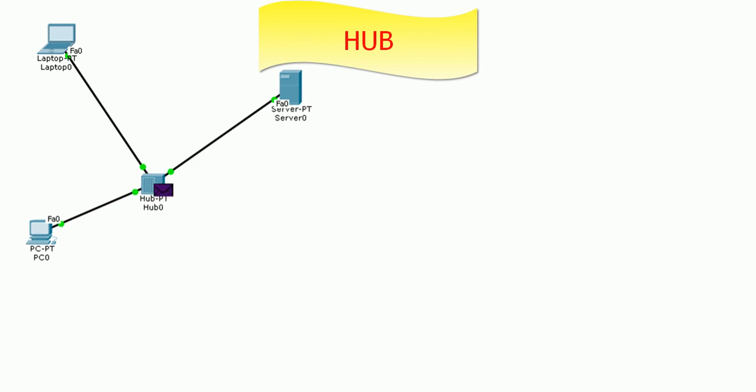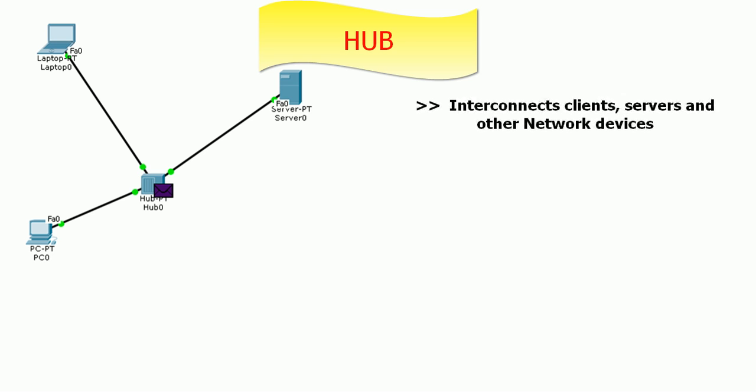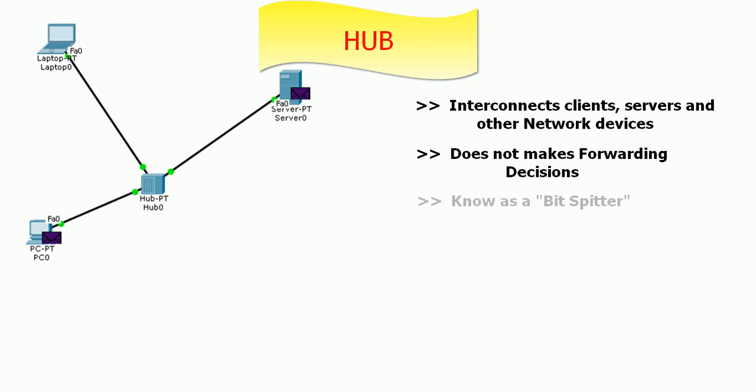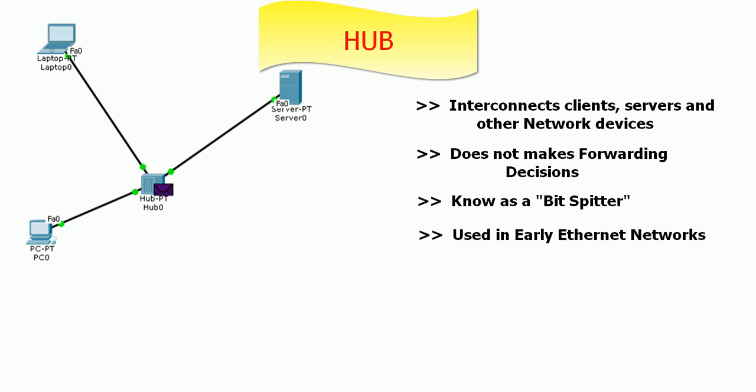A hub is an early Ethernet device that was used to connect between clients, servers, and other network devices. One of the features of the hub is that it is not capable of making forwarding decisions. That is, it does not recognize any MAC addresses or IP addresses in order to make any forwarding decision. Maybe this is the reason why it is called a bit splitter. When it receives bits on one port, it directly forwards those bits through all of its other ports. Hubs were used in early Ethernet networks.